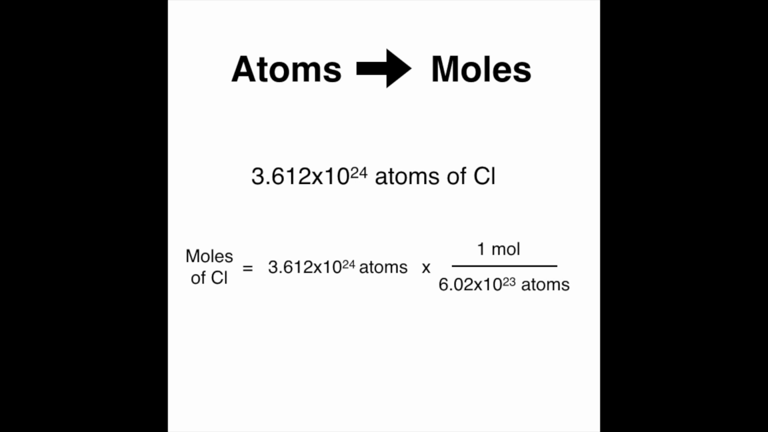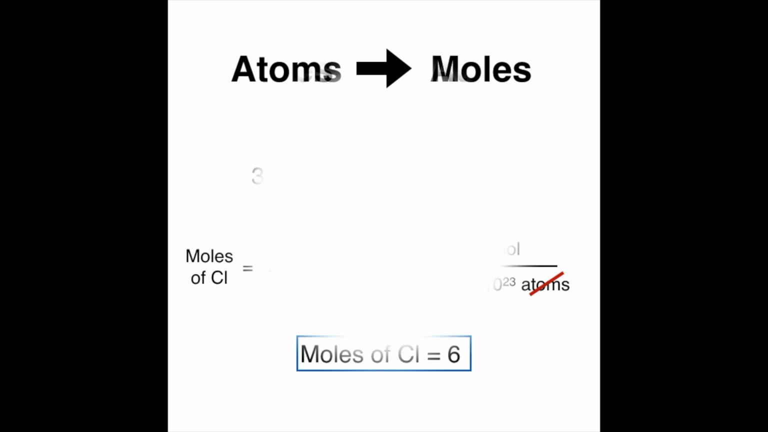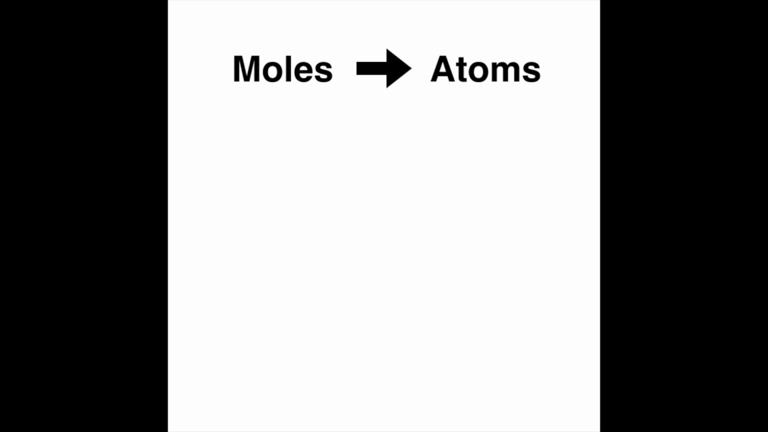This is because we know 1 mole of chlorine would be equal to 6.02 times 10 to the 23 atoms. From this, the atoms unit cancels out and we are left with 6 moles of chlorine. Let's now take a look at an example going the opposite way. Let's say we have 6 moles of CO2 and need to determine how many atoms of oxygen we have.